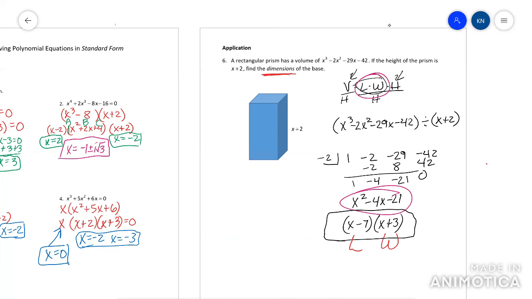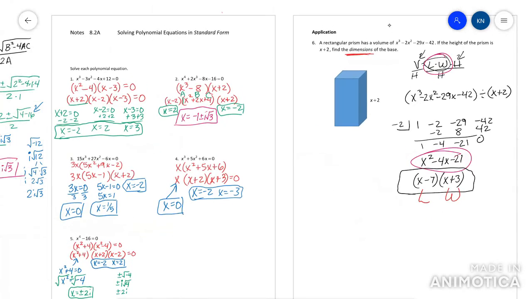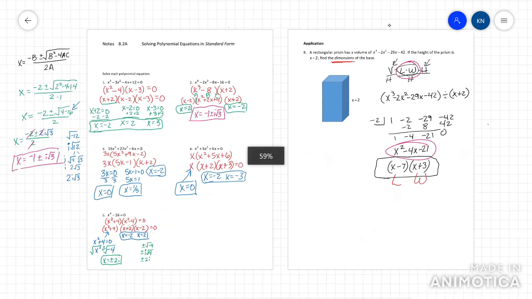Because if you multiplied green times green times green, length times width times height, you would get this volume. I hope that made sense. So just do division and then factor it, and then you have the dimensions of the base. Nothing to it. The hard parts are, in my opinion, the quadratic formula ones.